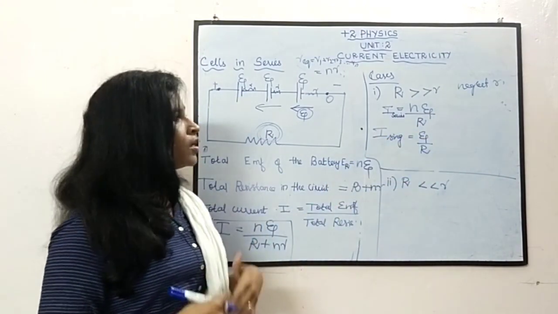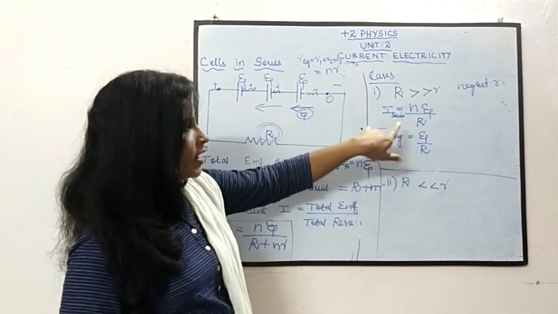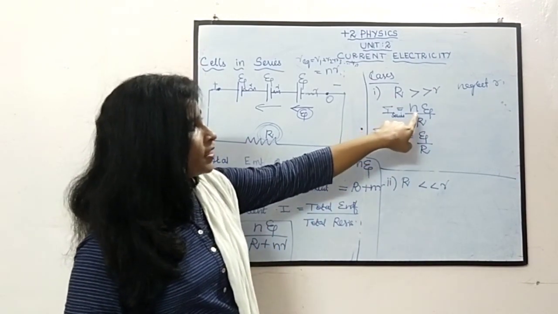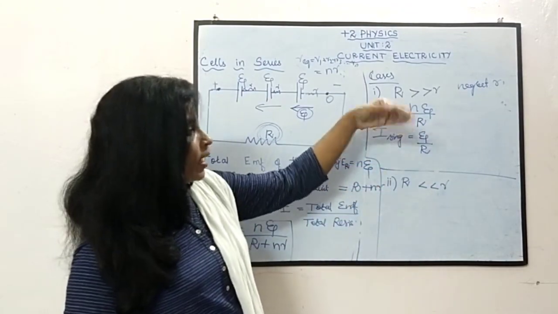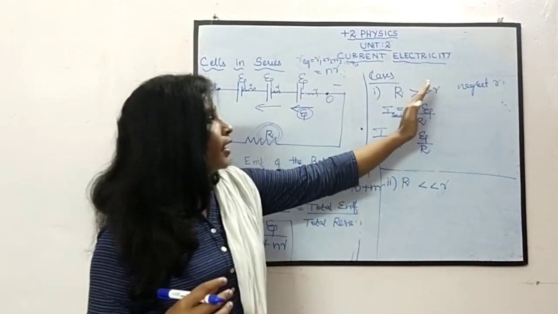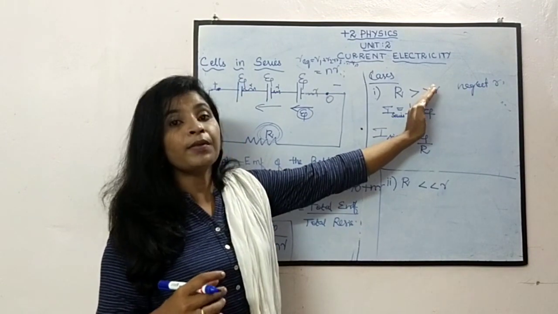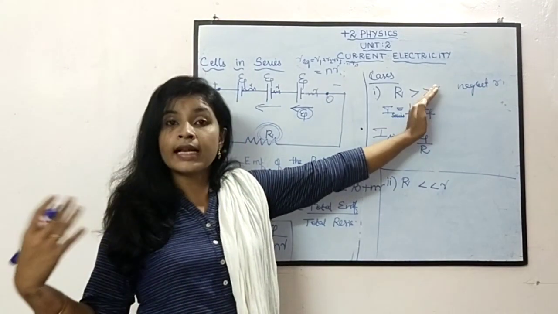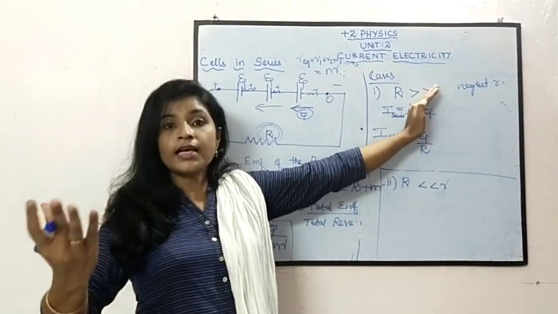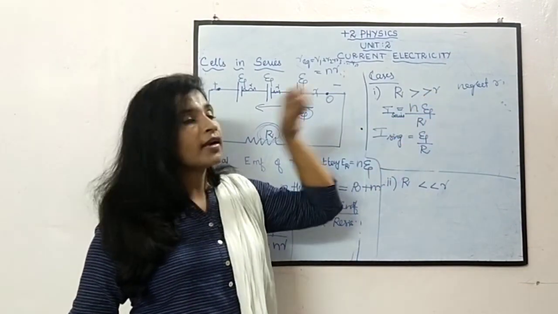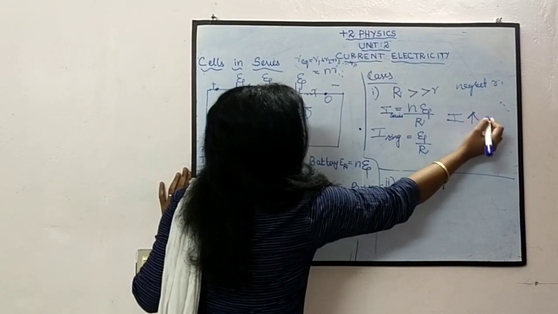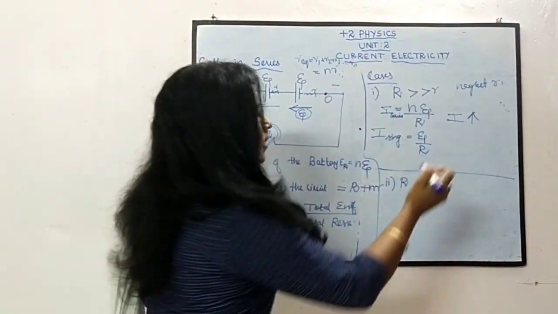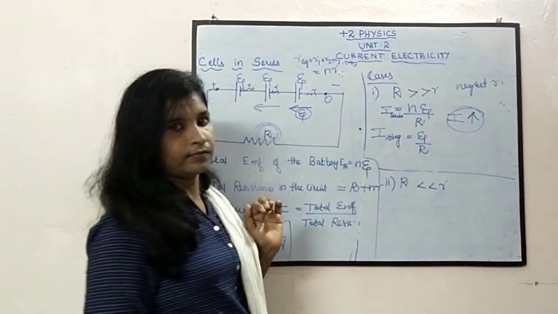That's all. Now you compare both of these. When I am taking a single cell, it is ψ by R. But when I am connecting in series, my current is multiplied by n, the number of cells you have connected. So what happens to my current? Yes, my current is increasing here.